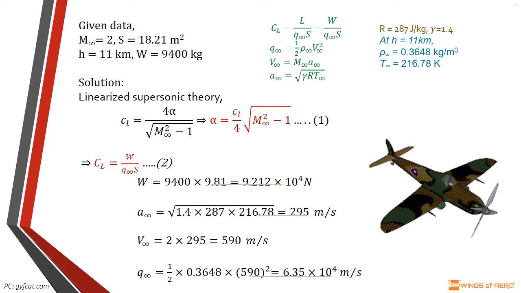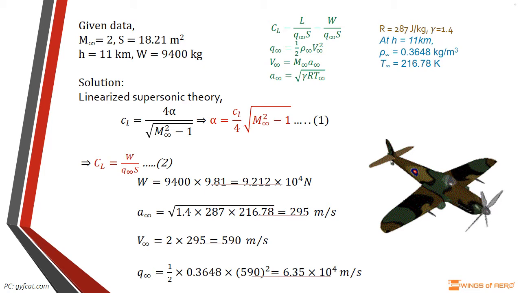Now calculate the dynamic pressure to find the lift coefficient. As we know, Mach number is the ratio of speed of the vehicle to the speed of sound. From this we can write for velocity, V infinity is M infinity into a infinity, where M is the Mach number which we know and a is the speed of sound. We know a infinity is equal to square root of gamma into R into T infinity, where R is the gas constant which is 287 joules per kilogram Kelvin and gamma is the heat capacity ratio which is 1.4.